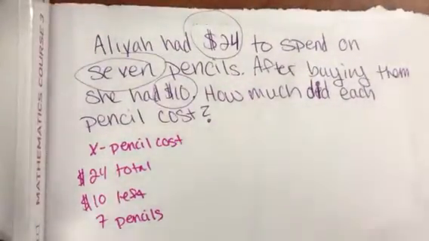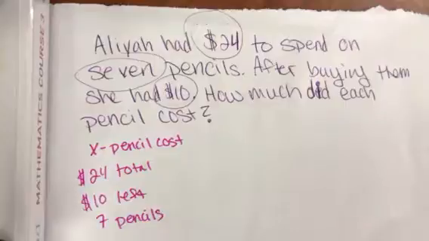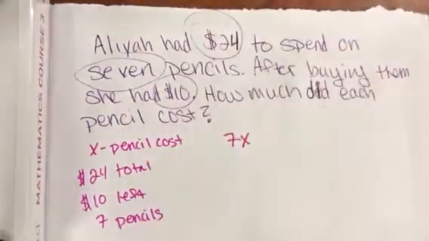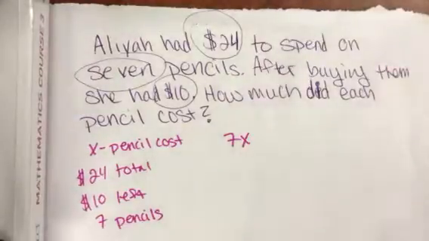So now, if we're looking for cost, that's what we're looking for. What am I going to multiply the cost of a pencil by? Probably by the number of pencils that you have. The number of pencils I have. So am I going to have 7x? Sounds good. And then what do you think's next? You have to add that constant in there.